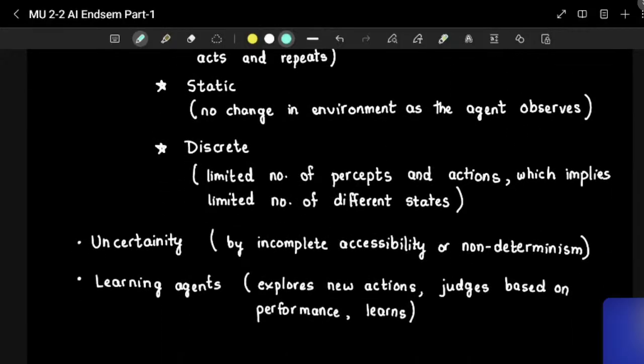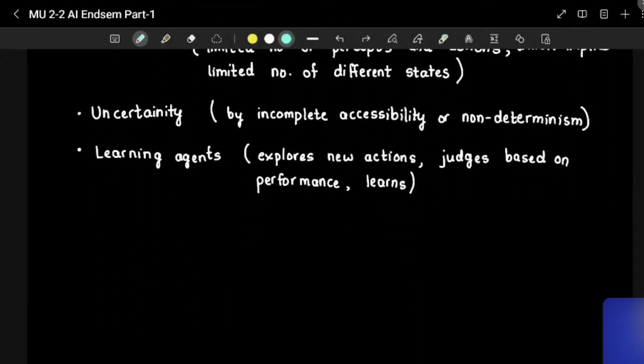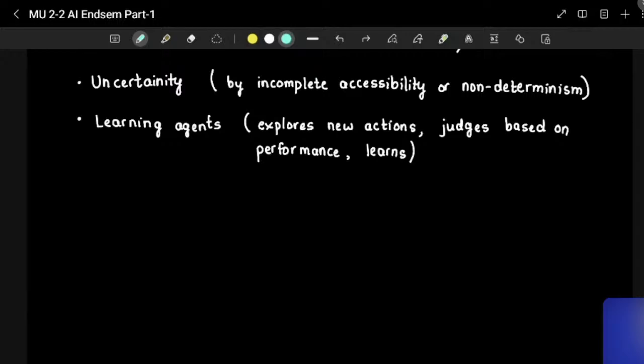And I told you, percepts are those things that an agent perceives from the environment. Actions, the action that an agent does to affect the environment, to change the state of an environment. Fine, those were the different properties of environments.